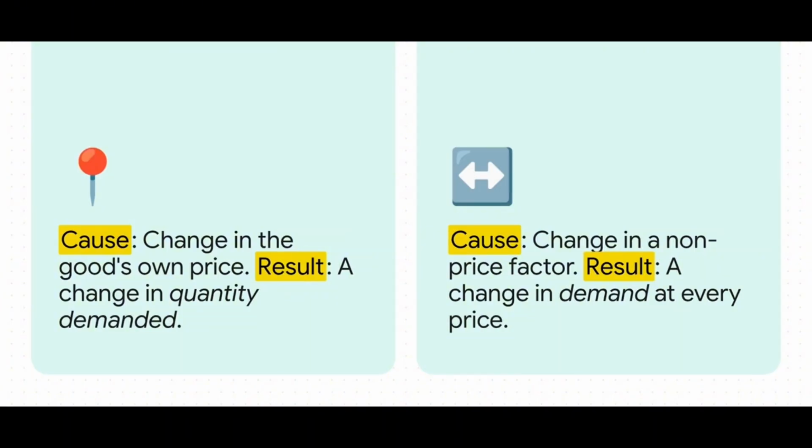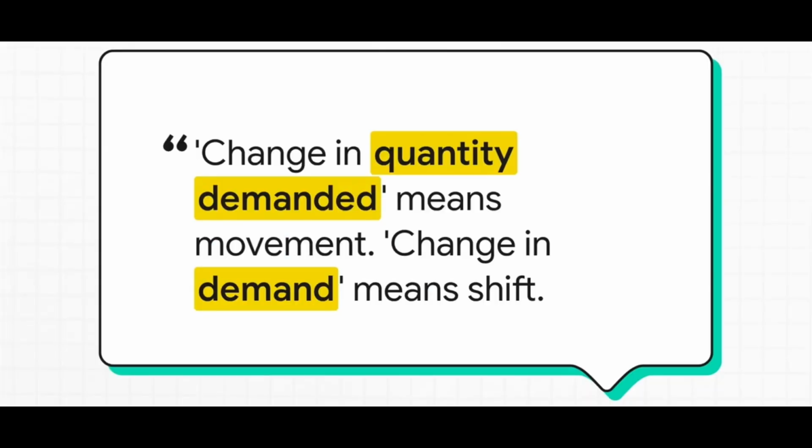It's all about what's pulling the strings. And honestly, the whole secret comes down to the language. Economists are super picky about this for a reason. When you hear a change in quantity demanded, your brain should immediately think movement along the curve caused by price. But when you hear a change in demand, you should think shift of the whole curve caused by something else. That's it. That's the secret code.